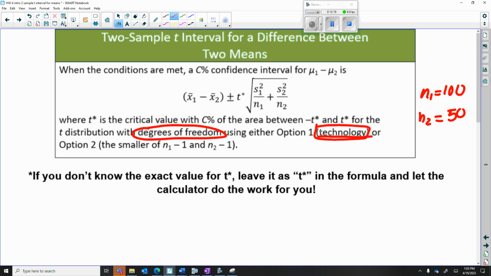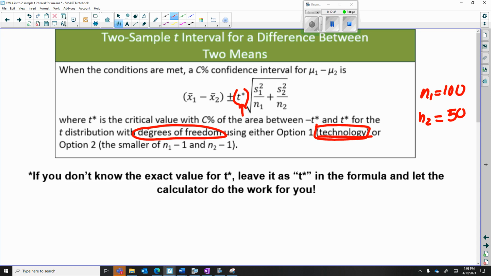So if you're ever doing one of these, you can just write t star and write "from calc" at the end, leaving t star kind of empty, basically leaving that symbol there and getting your answer from the calculator, and it will calculate the exact degrees of freedom for you.